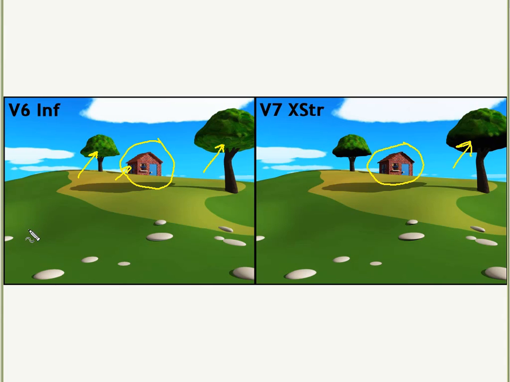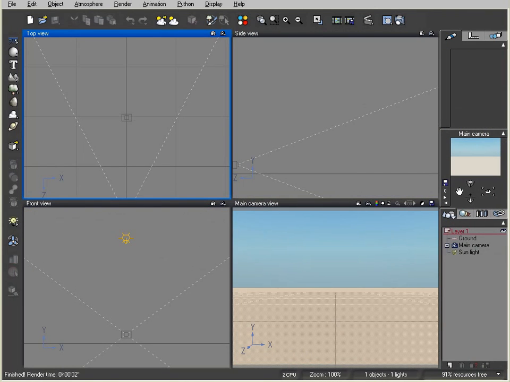Everything else looks identical or nearly identical in View 7, but I like the way it looks in View 6, so I'm going to create our cartoon image in View 6 and bypass View 7 for this series of tutorials.